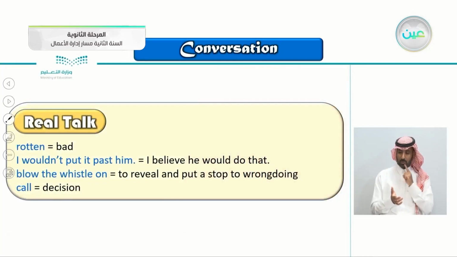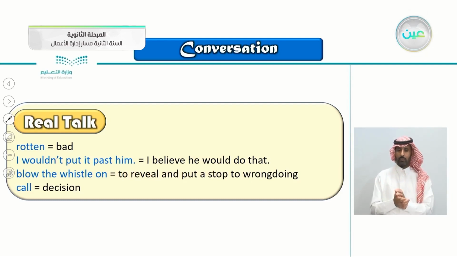So this is the real talk here. Rotten means bad. When he said he put you in a rotten position, I wouldn't put it past him. When he asked, do you think that he had stolen something from the cash register, he said, I wouldn't put it past him. I believe he would do that. When you say, I wouldn't put it past him, it means that you believe that he would do that. Yes. Blow the whistle on him. To blow the whistle means to reveal and put a stop to wrongdoing.